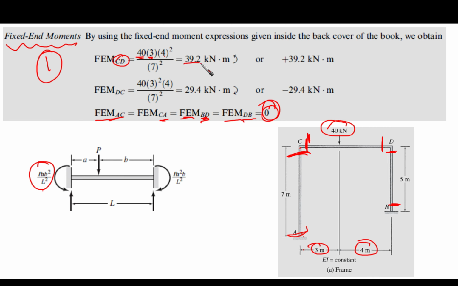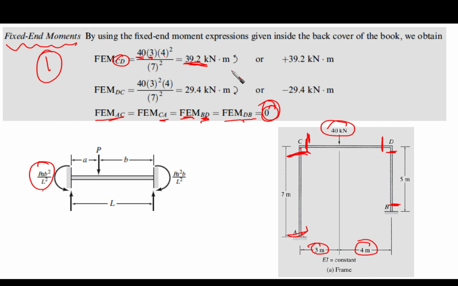So it is going to be 39 something. So it is going to be counterclockwise, which is positive. And then DC is going to be with the other one. If this is C and this is D, we have moments here and here. This moment, MCD, is counterclockwise, which is positive. And this moment, which is DC, is going to be exactly negative.